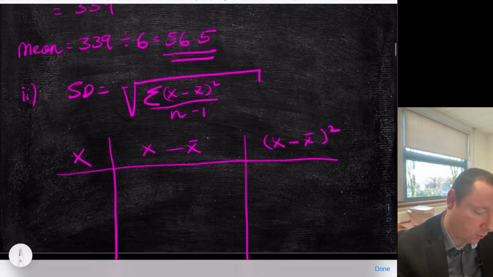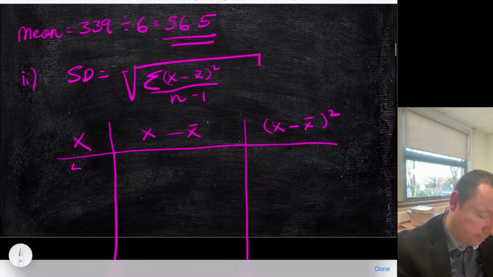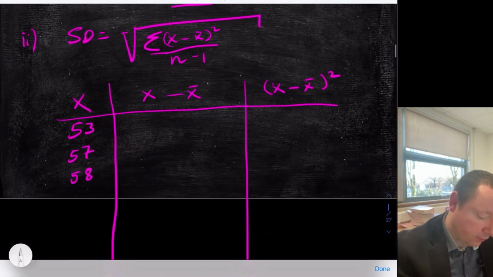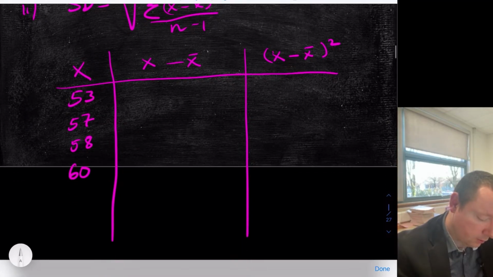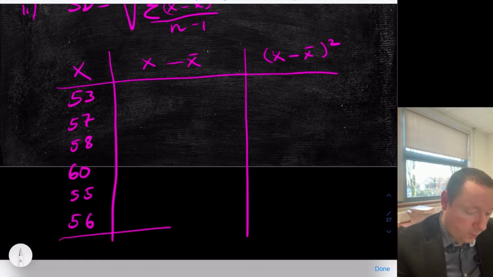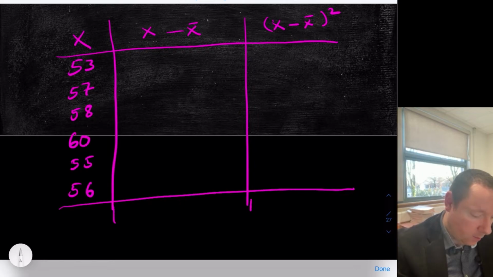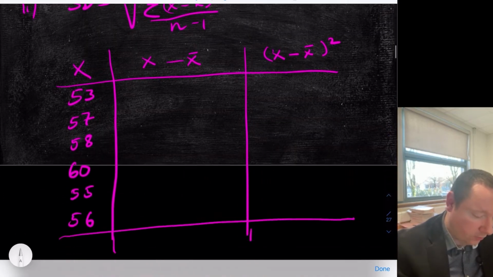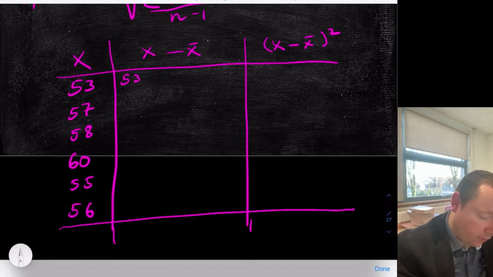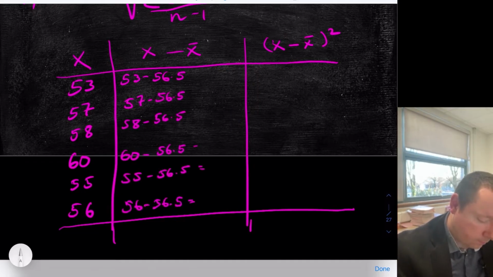And x is all your data, so we've got 53, 57, 58, and then we've got 60, 55, and 56. And we need the mean, that's why part A calculates the mean. The mean is your x bar, so x bar is 56.5. So in the middle, you do each number take away the mean. And I'll quickly write these down. And then you calculate those answers. So 53 minus 56.5.